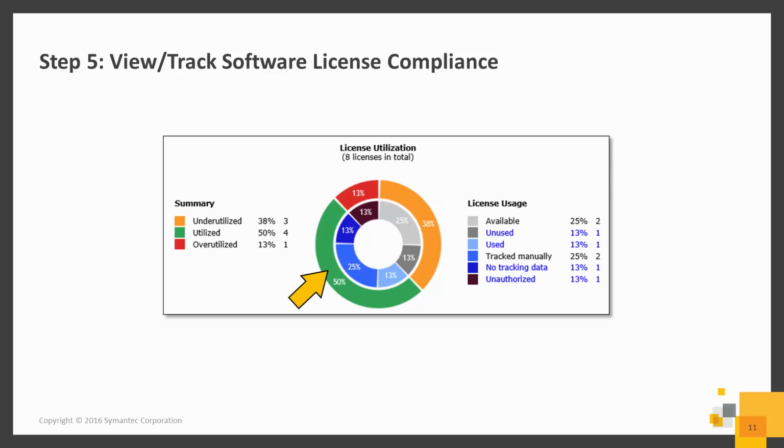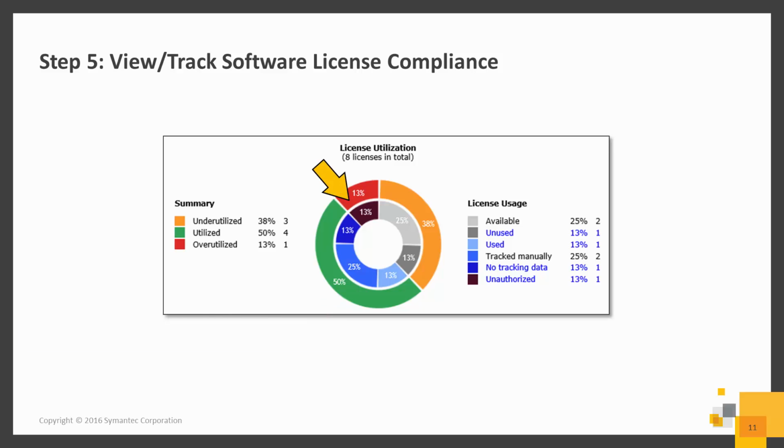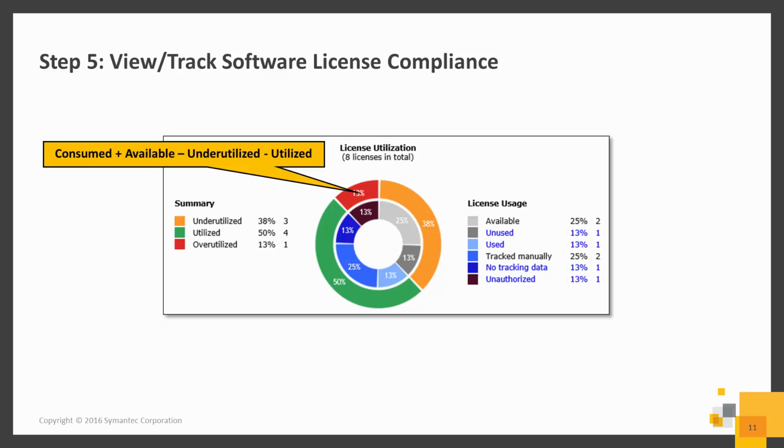The Utilized section shows the number of licenses that are used in a normal way. If software usage tracking is turned off, the license for installed software is always counted as utilized. This is calculated by the following formula. The Overutilized section shows the number of licenses that exceed the number of purchased licenses or that were installed without authorization. This field is calculated by the following formula.